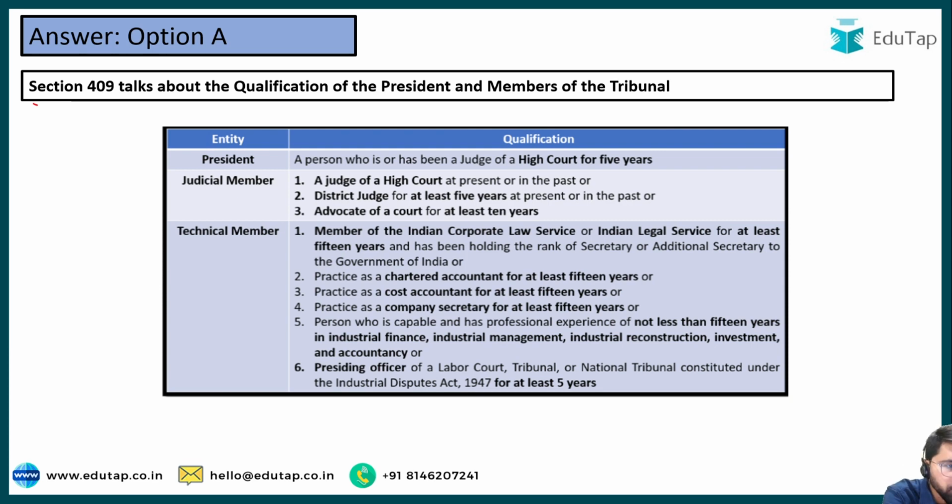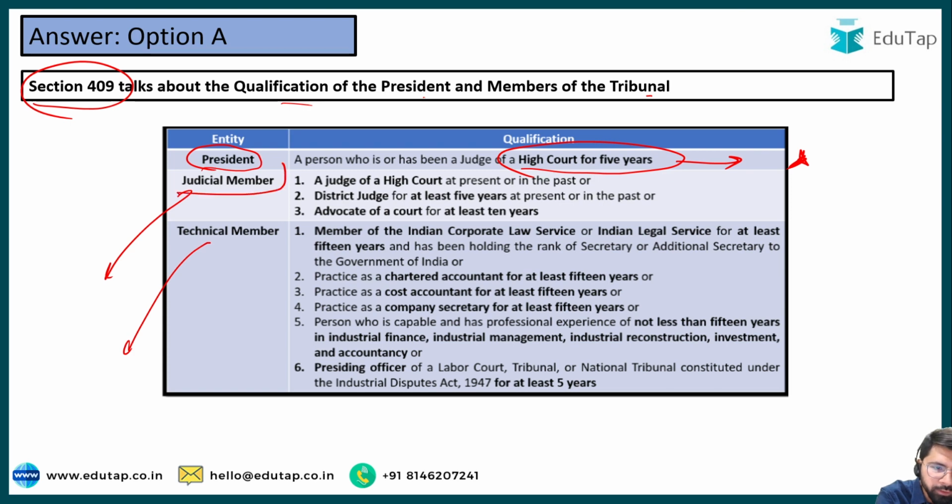See, this comes from the chapter NCLT, section 409. If I were to speak precisely, it talks about the qualification of the president and members of the tribunal. In order to be a president, a person who is or has been a judge of high court for 5 years is the qualification. This is a very important fact. You must remember this. And questions can also appear on the minimum qualification for judicial member and the minimum qualifications for technical member.